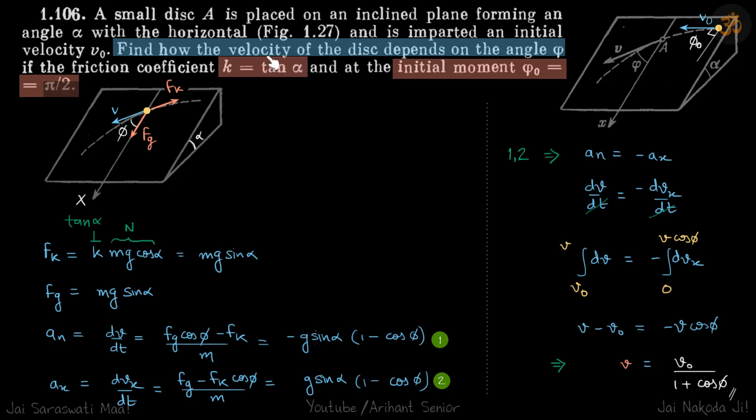So we need to find the velocity of the disk as a function of angle phi, where phi is what the velocity vector makes with the x-axis. So what is the velocity as a function of phi? We need to find it if the initial velocity is v0 in the y direction, the angle of inclination is alpha, and the friction coefficient is tan alpha. So I'm sure the question is perfectly clear now. So let's solve it now.